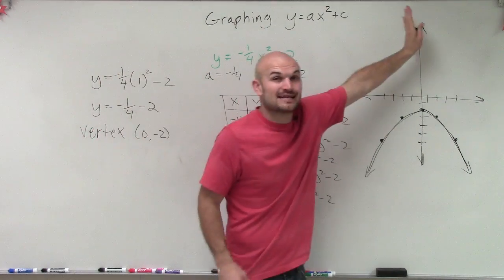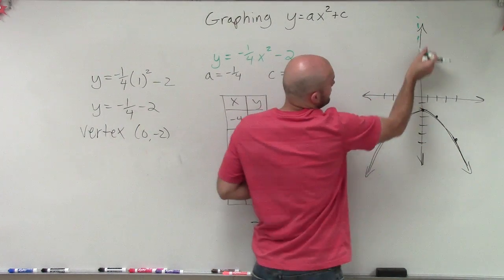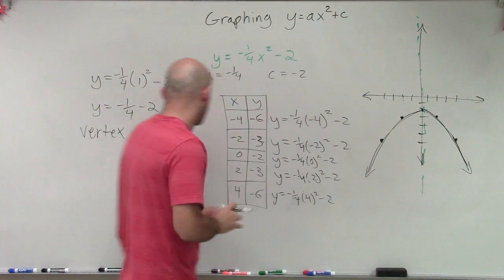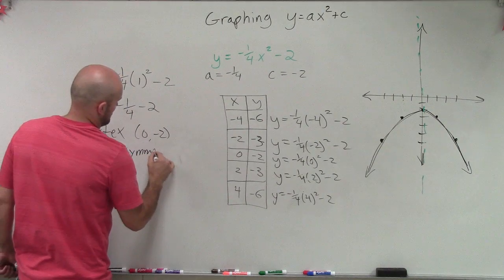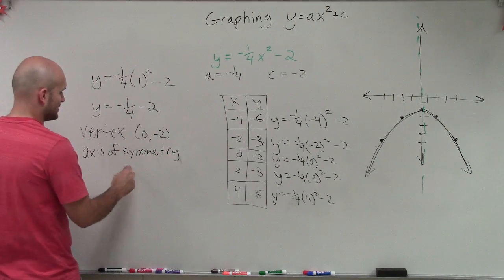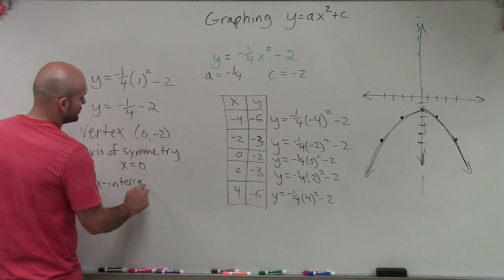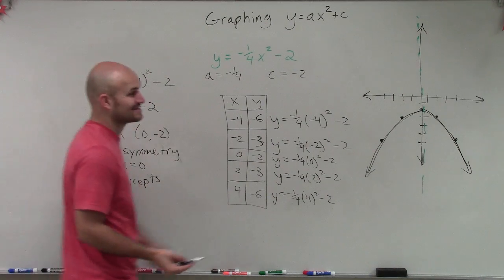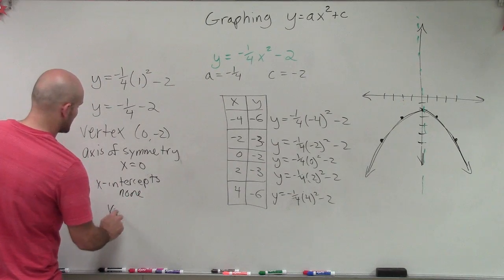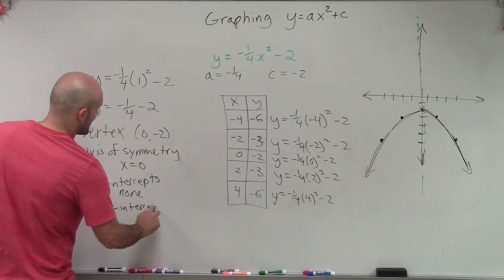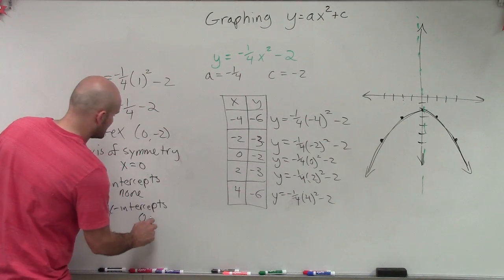Our line of symmetry, as I mentioned, you guys can see that this line of symmetry goes right down our parabola, right? So our line of symmetry, or our axis of symmetry, is going to be at x equals 0. Our x-intercepts, you notice that the graph does not cross the x-axis at all, does it? So we're not going to have any x-intercepts. And then we look at y-intercepts. The graph crosses the y-axis at our vertex, which is at 0, negative 2.